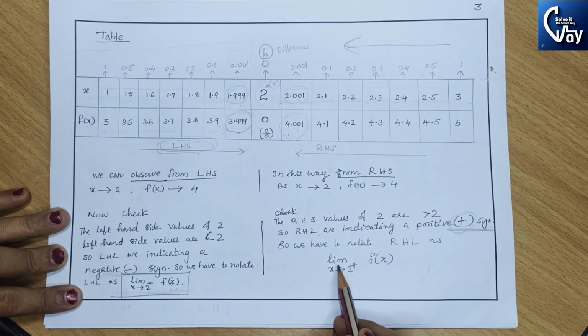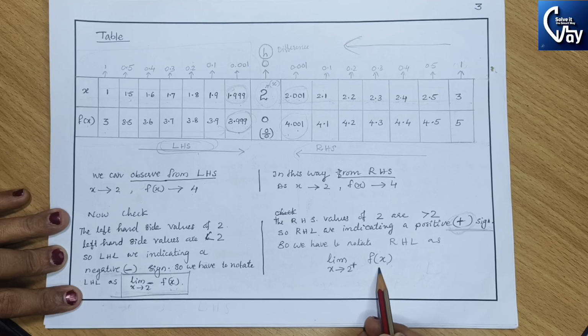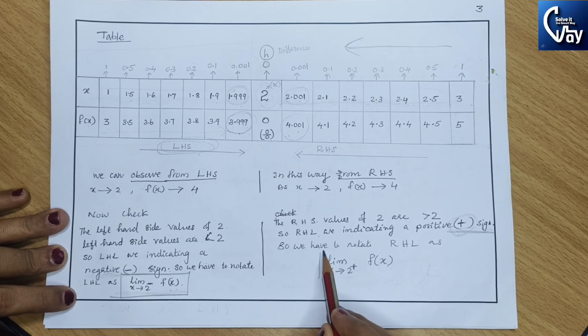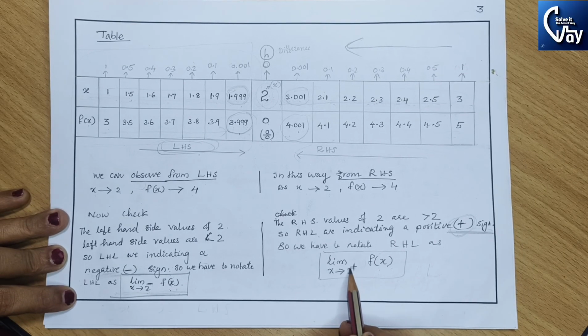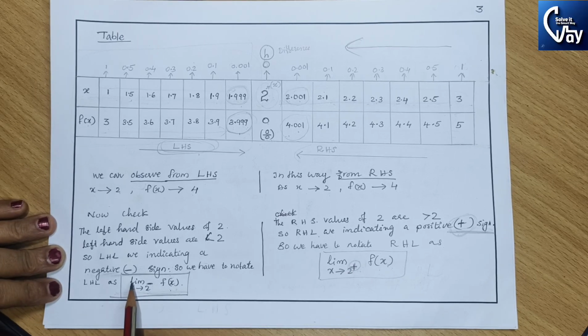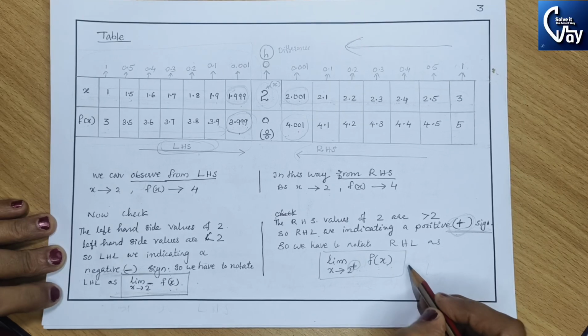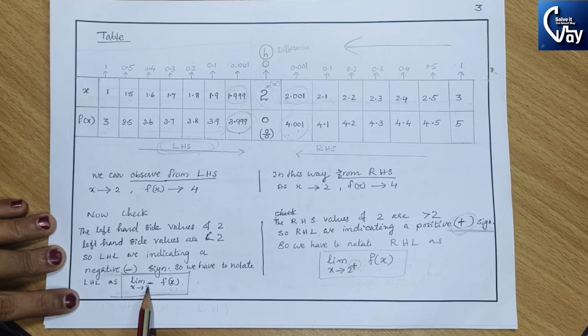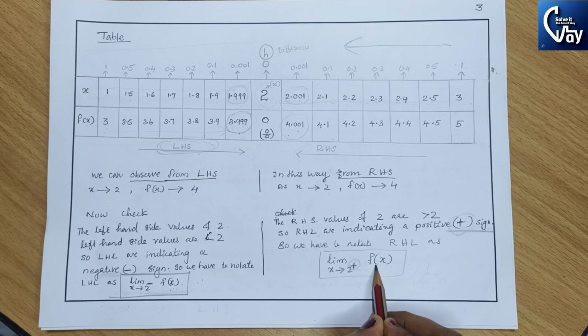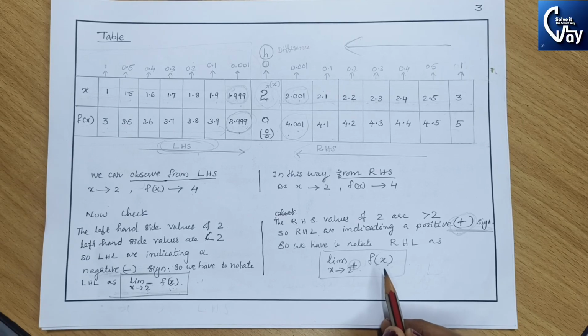So the notation limit x approaching 2 plus f of x is the notation for right hand limit. This plus sign indicates that x is approaching 2 from the right hand side. This is the notation for left hand limit, and this is the notation for right hand limit. Limit x approaching 2 minus f of x is the notation for left hand limit. Limit x approaching 2 plus f of x is the notation for right hand limit.